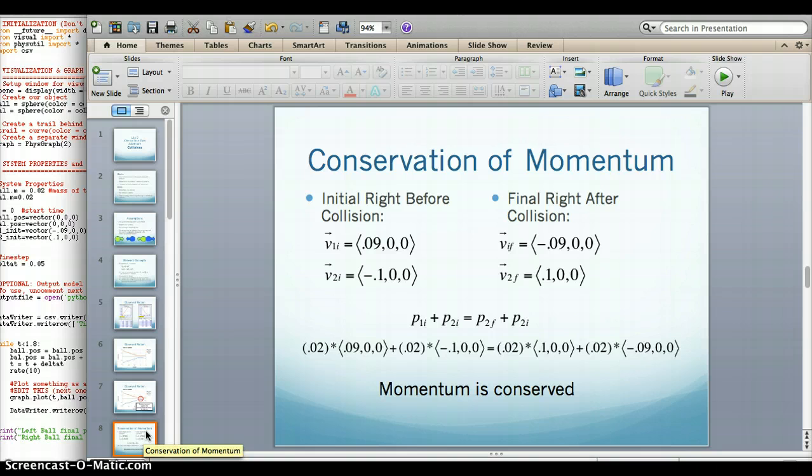If we run the calculations for the conservation of momentum, we see that the sum of momentum right before the collision equals the sum of momentum right after the collision. This means that momentum is conserved.